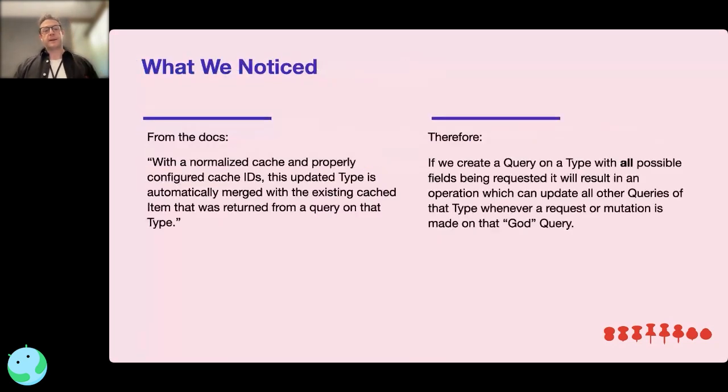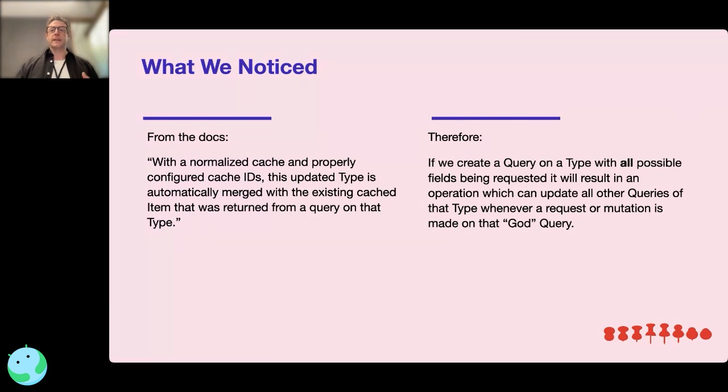And so from the docs, I went over this before, but it bears repeating that with normalized cache and a properly configured cache ID, any updated type is automatically merged with the existing cache item that was returned from a query on that type. So we extended that to note that if we took a query on a type and all fields, any type update is going to update all the fields if we create some sort of God query.